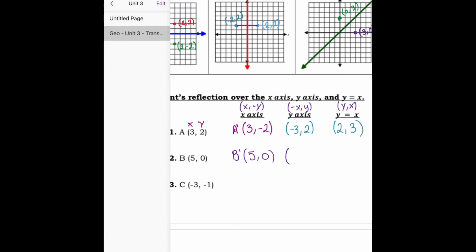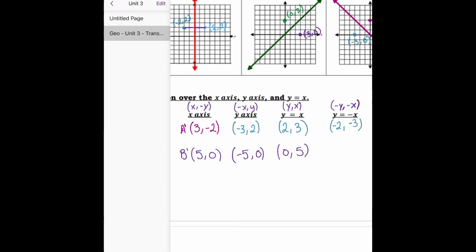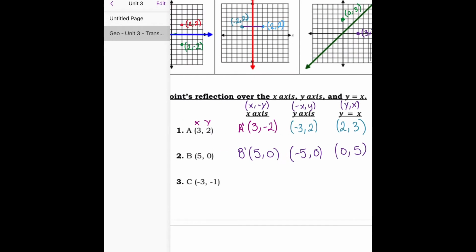Next, I'm going to take my point and switch the sign on x to reflect it across the y-axis. Then I'm going to reflect it across that line y equals x by switching the places, so 0, 5, and then switching the signs again, so 0, -5. Again, switching the signs on 0 doesn't really do anything.